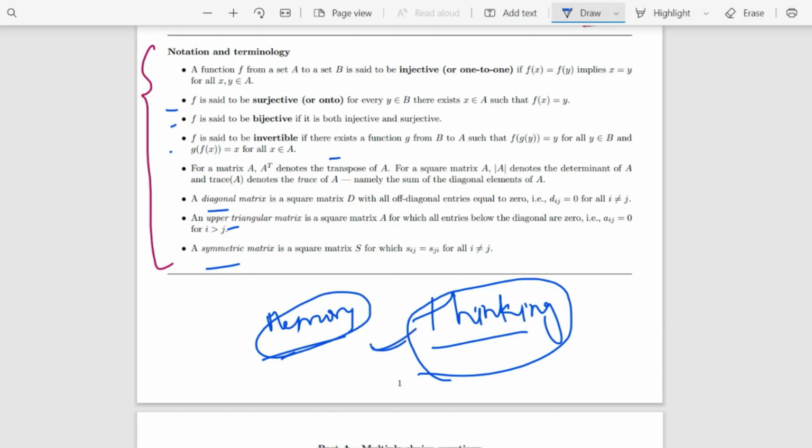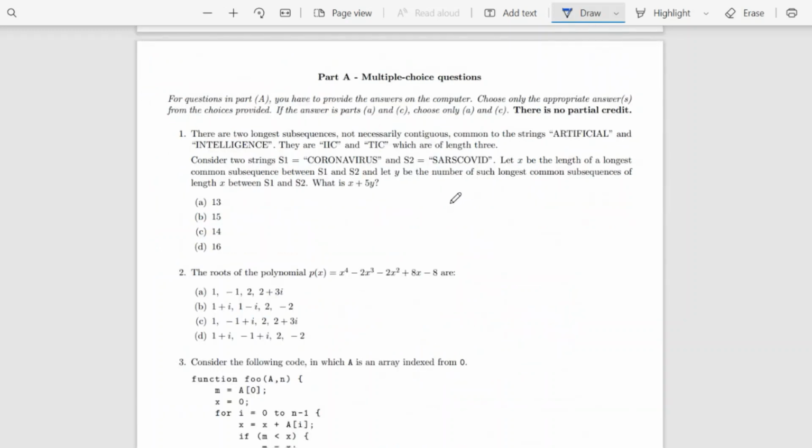You have to apply thinking, not memory, because in the beginning itself a lot of things are given, and you can utilize those things to do your work. Okay, talking about the question paper, what is the pattern, or what are the different types of things from where the questions are asked. So let me talk about each and every question, and from which topic the question is asked.